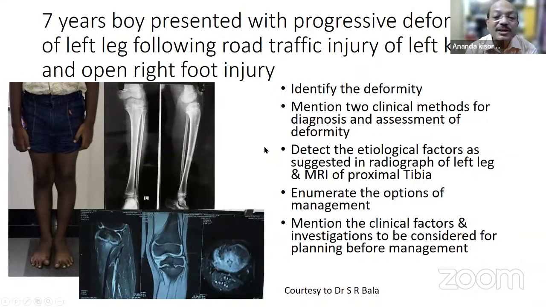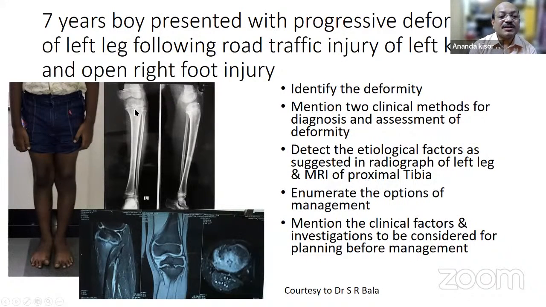Another, I think it should be the last case today. This is a 7-year-old boy presented with progressive deformity of the left leg following a road traffic injury of the left knee and an open right medial foot injury. Okay, so identify the deformity. I think the deformity is obvious when the patient is standing in anatomical position. You can see there is a gap between the malleoli, and there is also an abnormal gap between the tibiae. So it may be a tibia vara deformity, which is reflected in this radiograph.